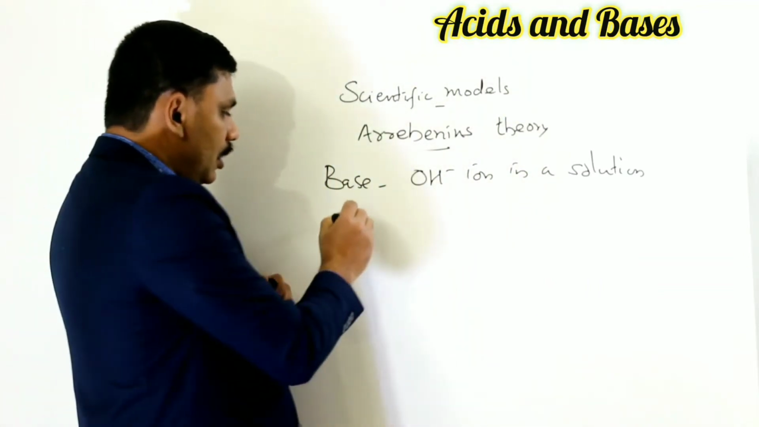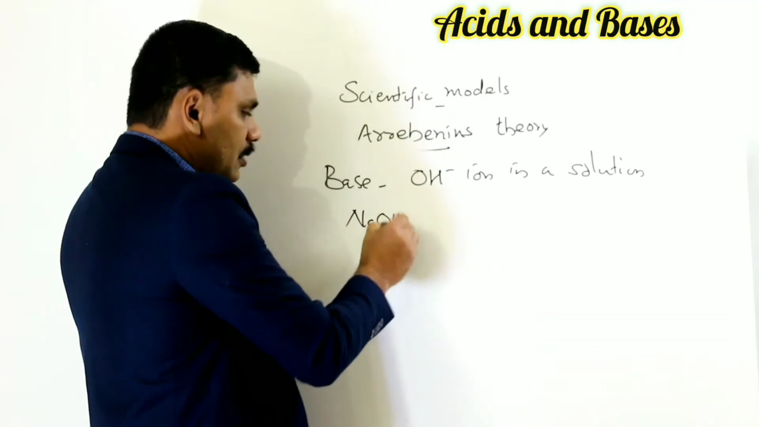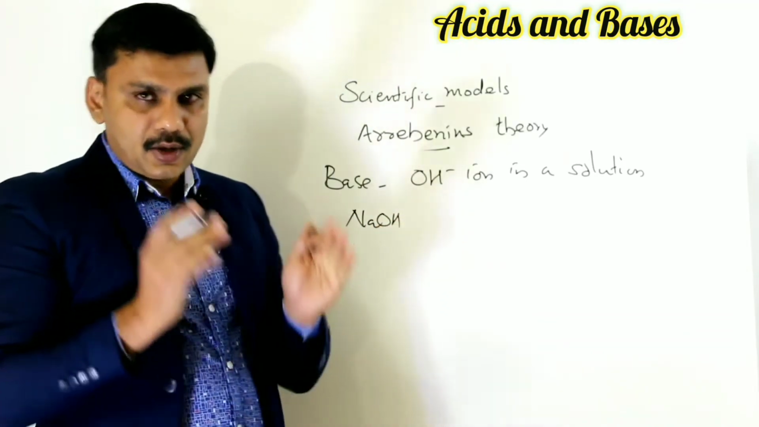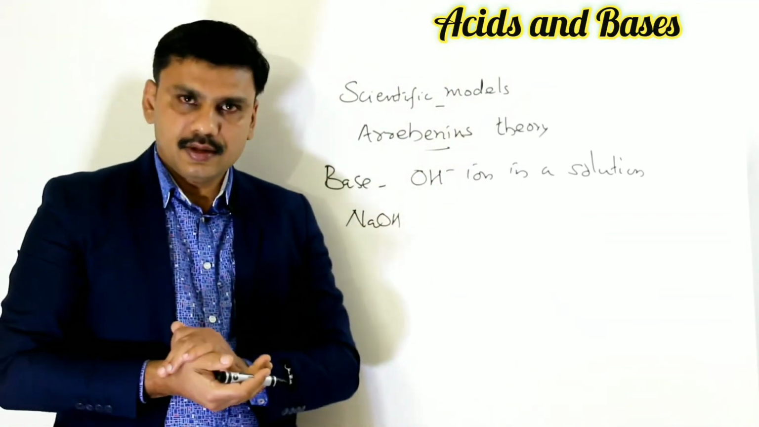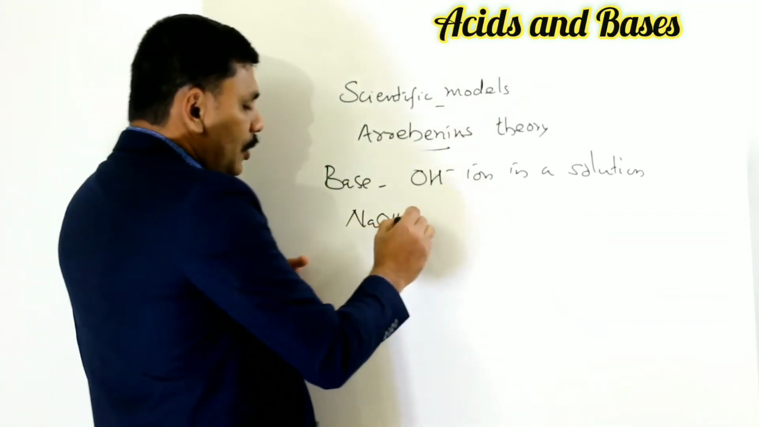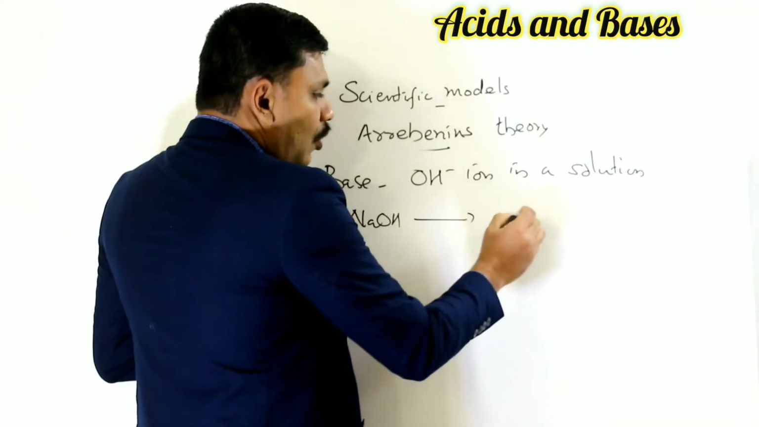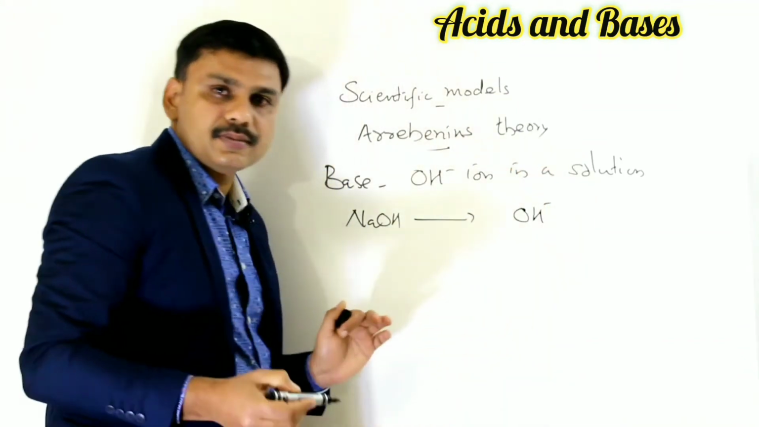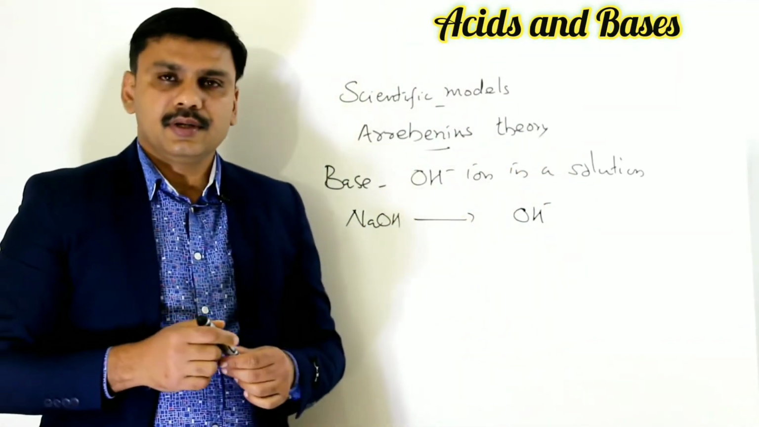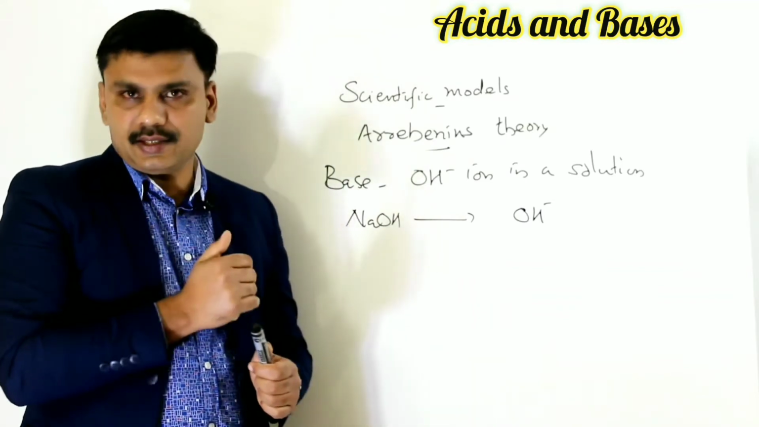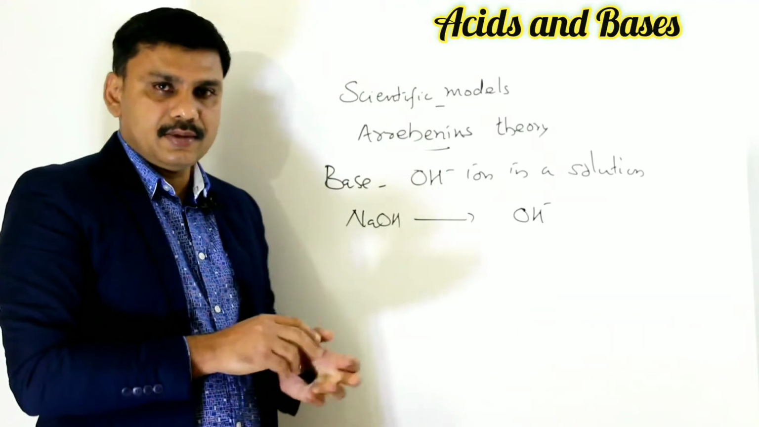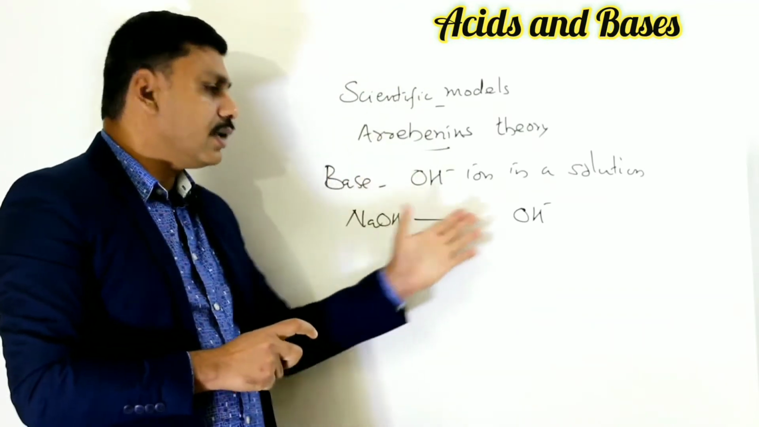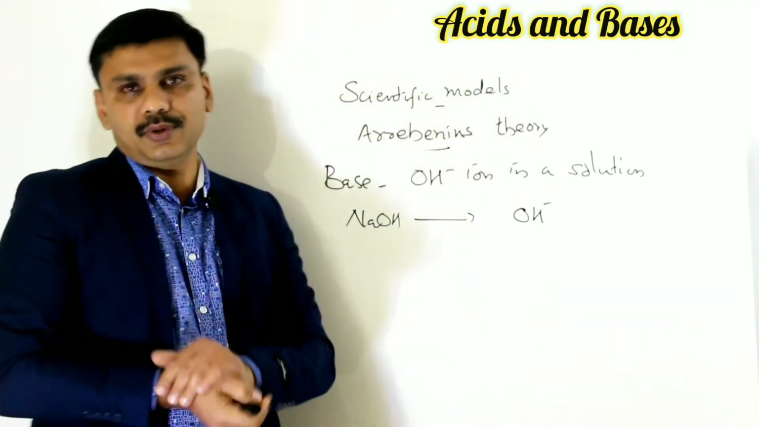For example, NaOH is a base. According to Arrhenius theory, how can you say NaOH is a base? Because NaOH can produce OH minus ion in an aqueous solution. So NaOH is a base or an alkali. According to Arrhenius theory, it can give OH minus ion in an aqueous solution.